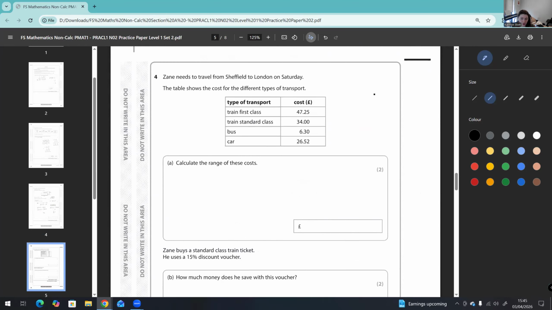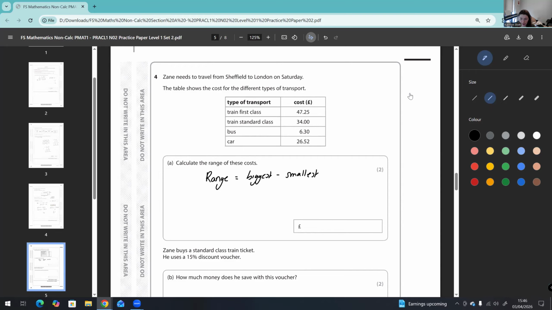Right. Last question, because it usually only has 4 questions. Zane needs to travel from Sheffield to London on a Saturday. The table shows the cost of different types of transport. We've got first class train, standard class train, and bus and a car. Calculate the range. So we know that range is biggest, take smallest.